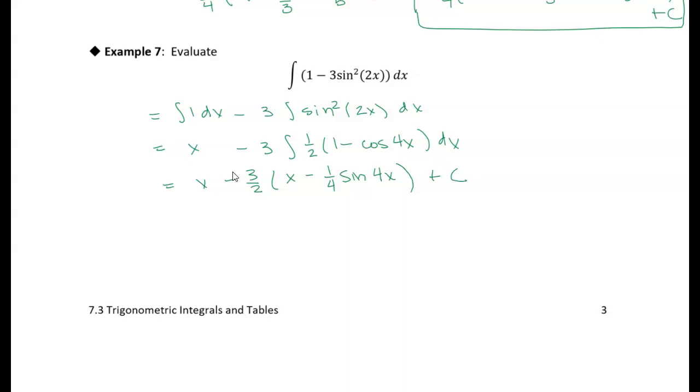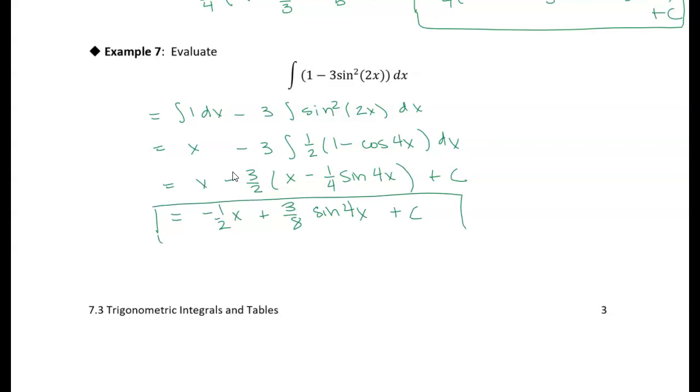So this is perfectly fine the way it is, but I see this x and this minus 3/2 x. So I'm going to take 1 minus 1.5 x, and I get minus 1/2 x plus, and then I'm going to multiply through negative 3/2 times negative 1/4 gives me plus 3/8 of sine of 4x plus c. All right, and that's all there is to it. I'll put a box around it.